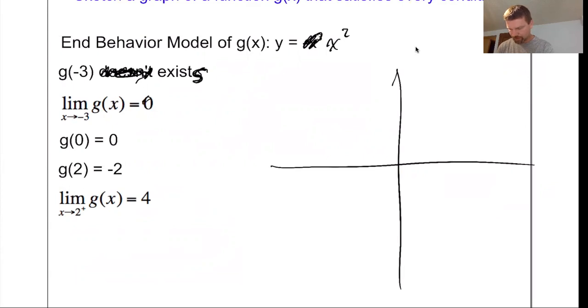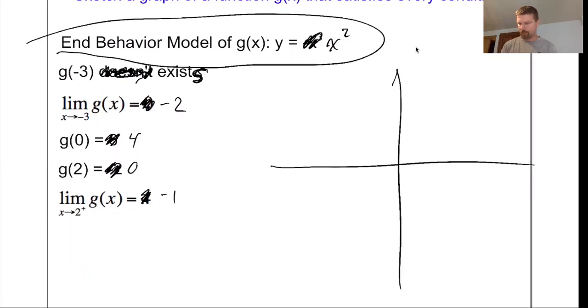And then let's say instead of being 0, let's say that's -2. Instead of 0, let's say that's 4. Let's say that one's 0. And let's say this one is, I don't know, -1.